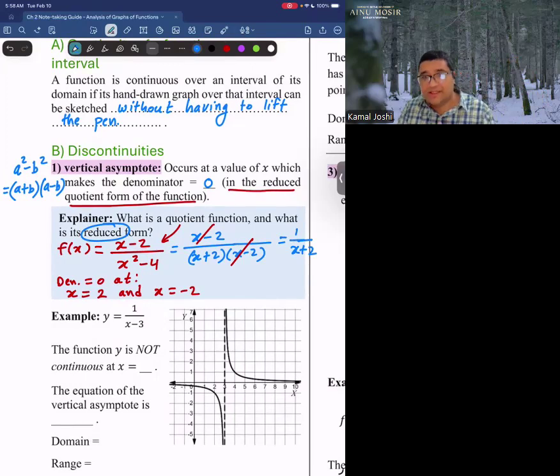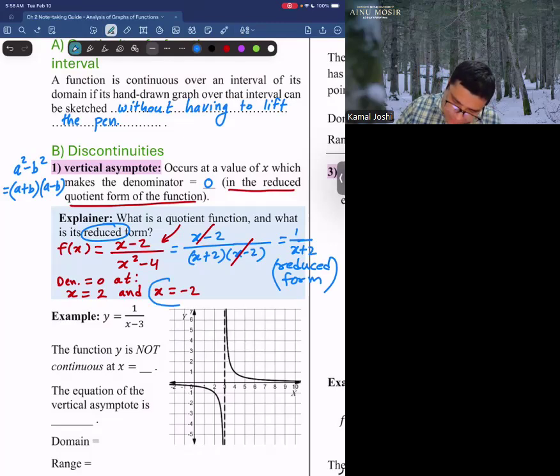Reduced. So if any common factors are there, those have been cancelled out. That is called the reduced form. And in the reduced form, you only have x plus 2. That means now, if you plug in x equal to minus 2, it still makes the denominator 0.